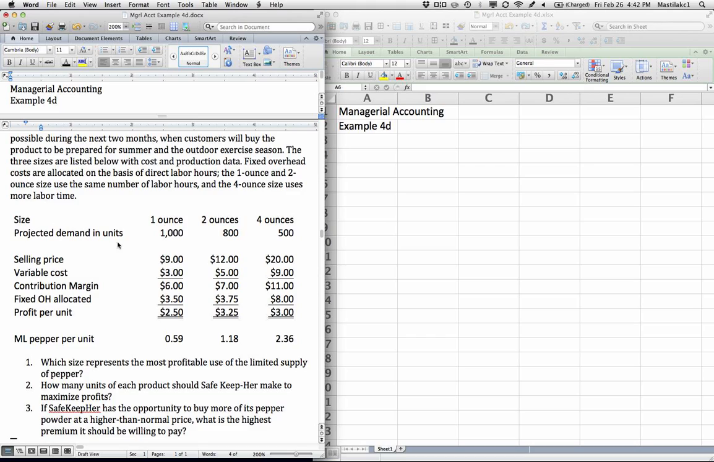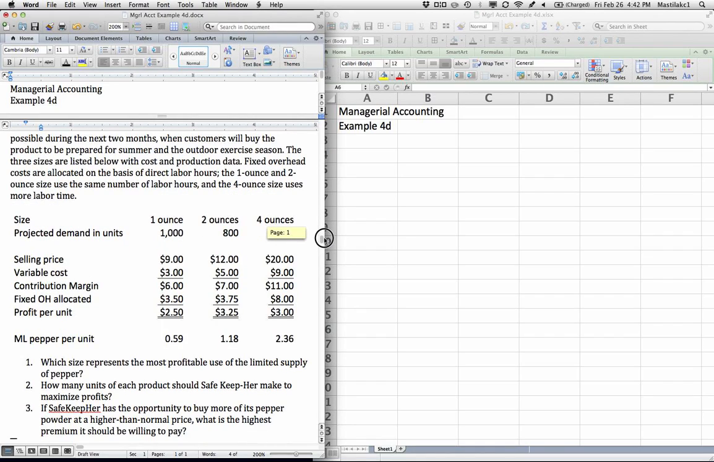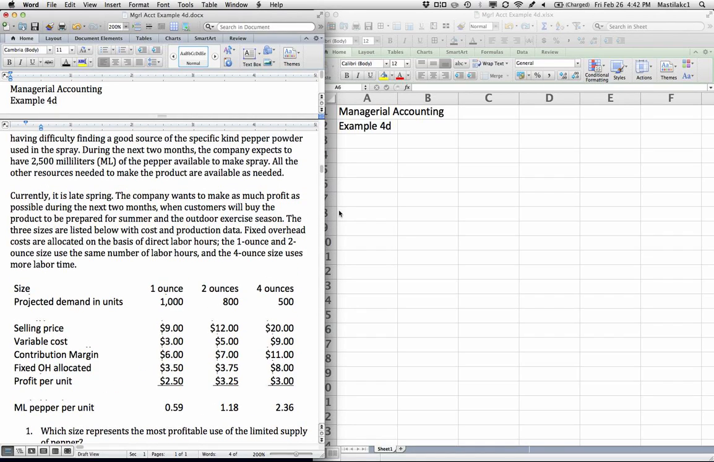So in this setting, we've got 3 different products with a projected demand in units. And if we were to do all the math and figure out how many milliliters of pepper we would need to fulfill all of the demand, we'd find out that we need more than 2,500 milliliters of pepper, which is what's going to be available for our product. So we do have to make some decisions about which products to make. And what we do need to do is maximize the profitability of the use of our inputs. So requirement 1 asks for the most profitable use of our limited supply of pepper.